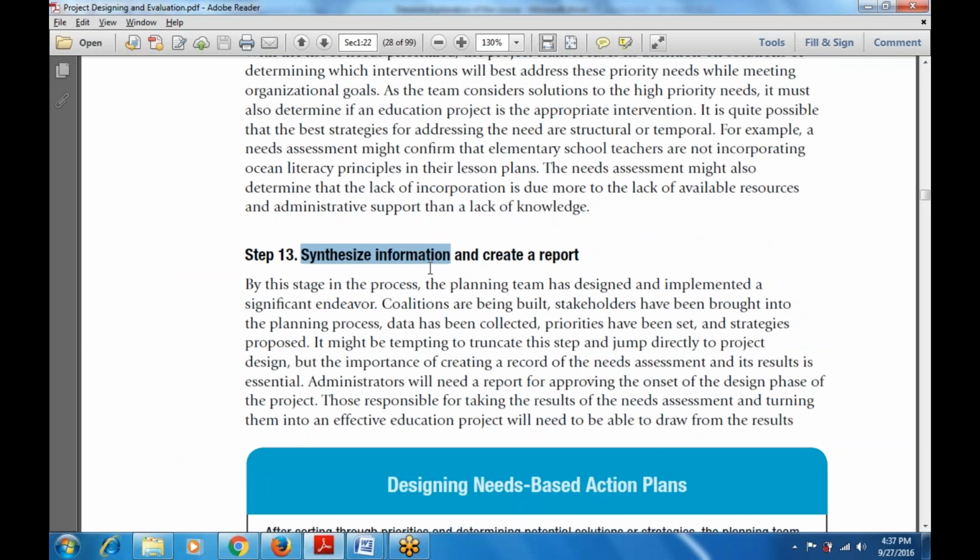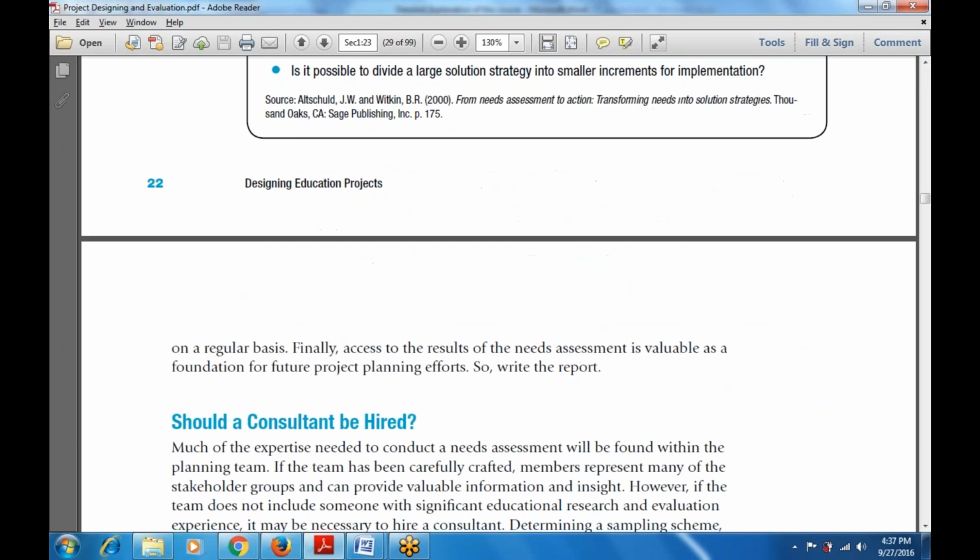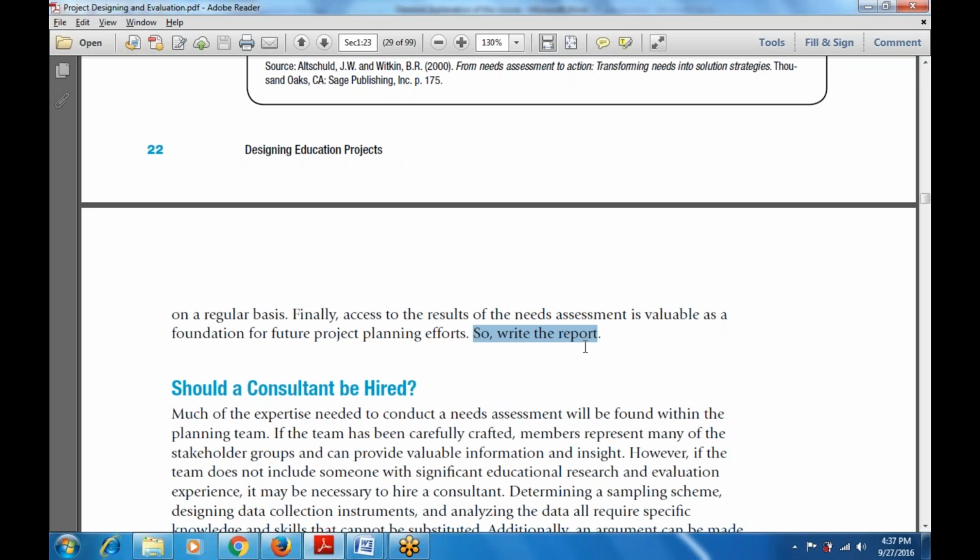To synthesize the information, we have to gather each and every piece of information, also based on the question answers, and at the end we create a report. So write the report at the end.